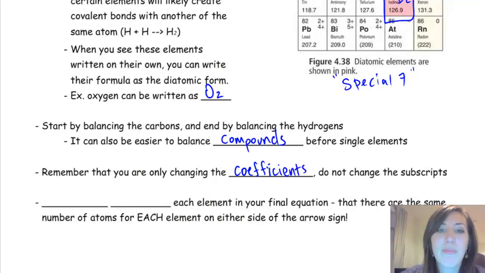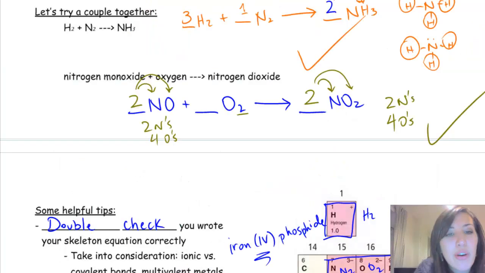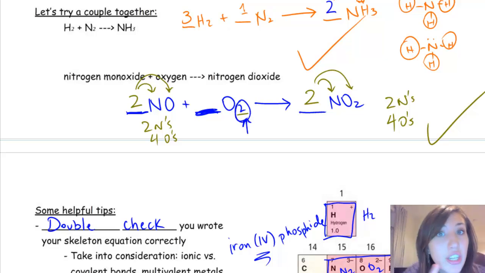So again, let's remind ourselves that the coefficients I put as lines here. Oops, that one disappeared. Coefficients are here. And then these here are the subscripts. So we're not changing the subscripts. We're only changing the numbers on our lines.